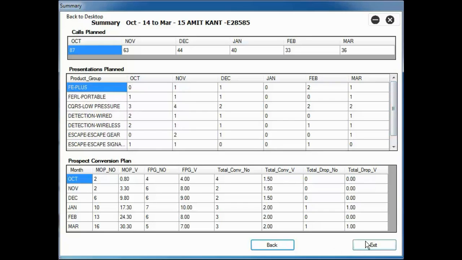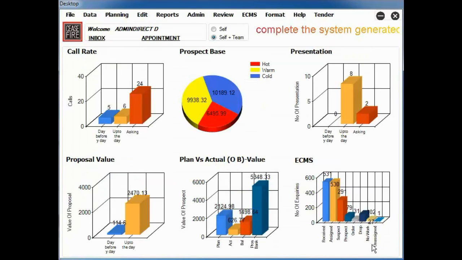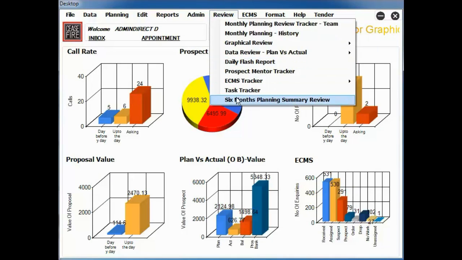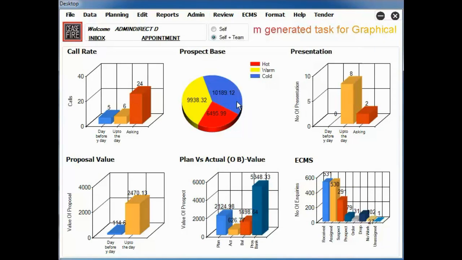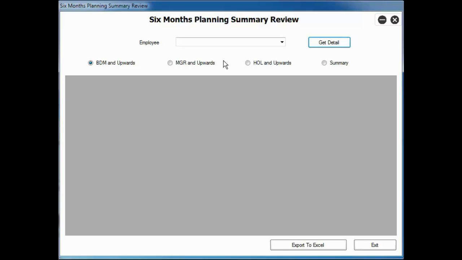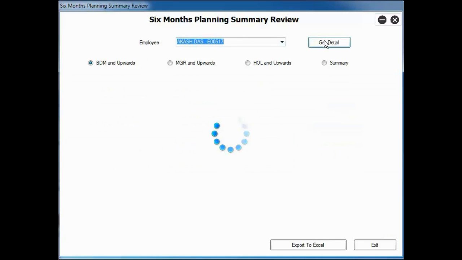When you exit from this, as you can see, I have exited from here. Let it come back. It will come back to your main screen. Now let's go back to our review. Go back to our 6-month planning and choose once again. For example's sake, we'll take Akash sir's data for BDM and upwards since I was on that screen, and here I am back again.